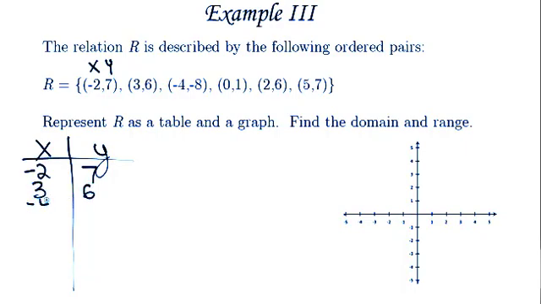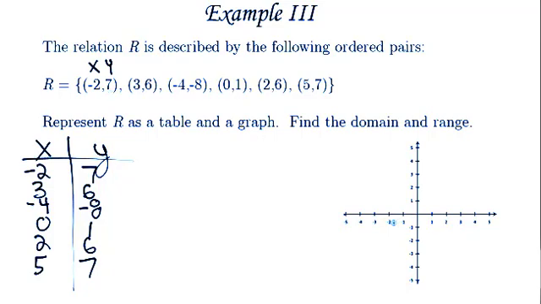3, 6, minus 4, minus 8, 0, 1, 2, 6, and finally 5, 7. So I've represented the relation as a table. Now I'm asked to represent it as a graph. Again, I've been given a set of ordered pairs, so this is going to be just points on the coordinate plane, discrete points, 6 discrete points.